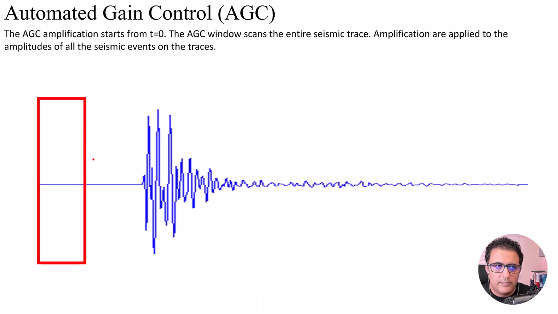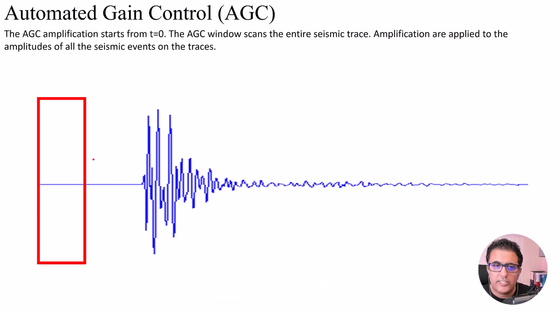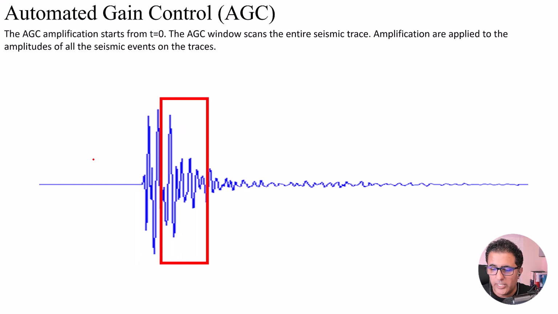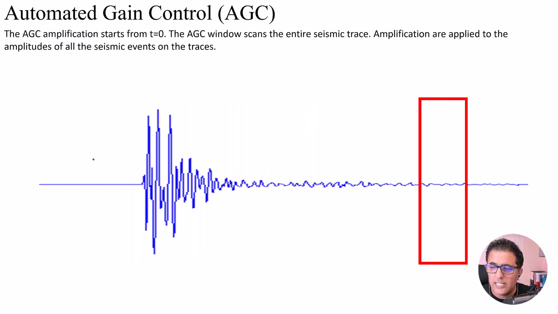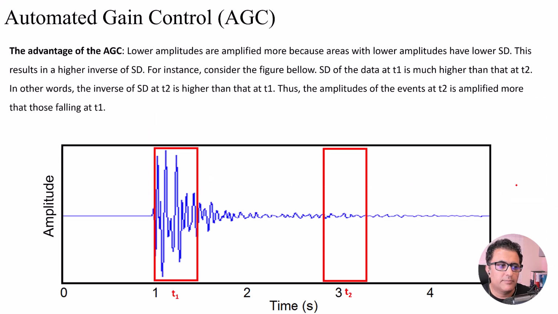So as you see, the automated gain control is based on a window that we consider, and that window moves along the seismic trace, scans the entire trace, and at different times it calculates a different amplifying factor, and those amplifying factors are multiplied by the seismic amplitudes that are located in the center of that moving window. So this is how we are able to amplify the amplitude of low energy events.